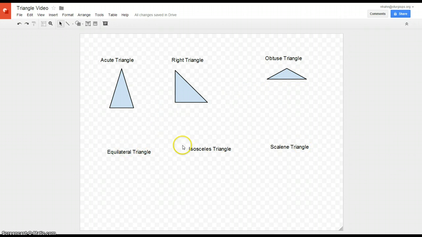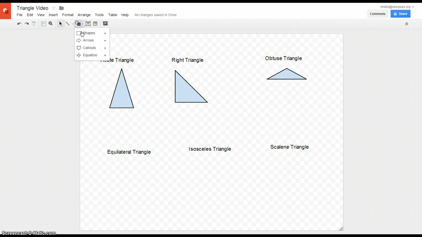Now we're going to move into these three triangles: equilateral, isosceles, or scalene. These talk about the side lengths as opposed to the angle size. An equilateral, hopefully you notice the sound equal in equilateral. An equilateral triangle is a triangle where all three sides are equal in length.